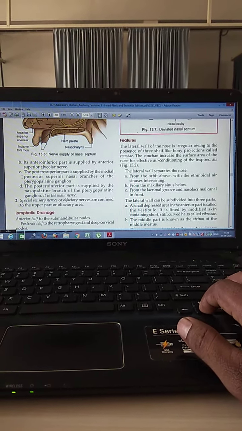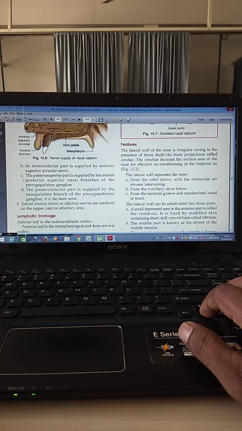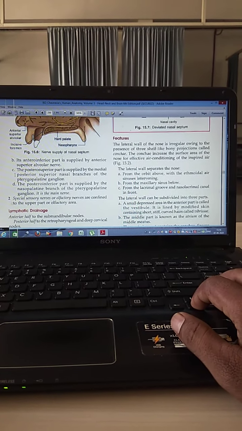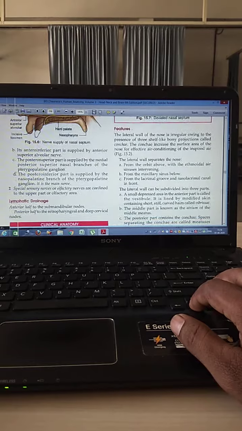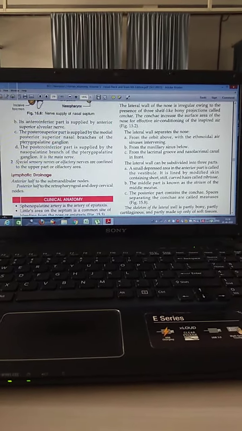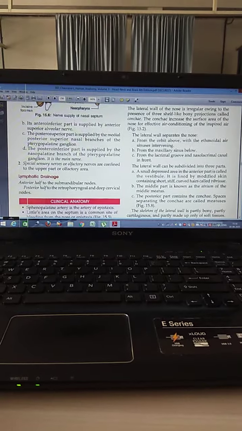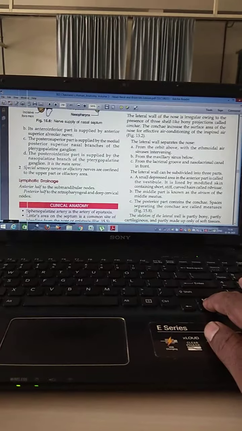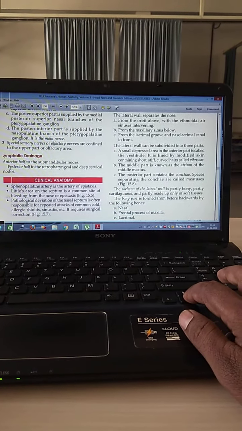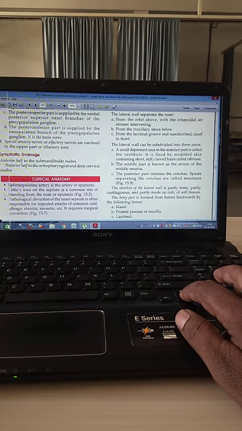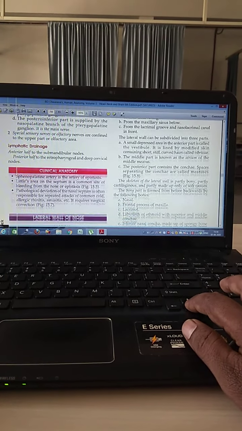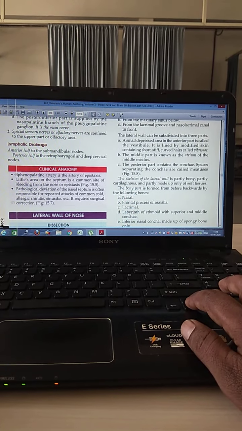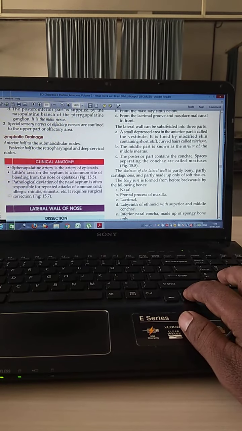The lateral wall of the nose: its features. The lateral wall of the nose is irregular owing to the presence of three shelf-like bony projections called conchae. The lateral wall separates the nose from the orbit above, with the ethmoidal air sinuses intervening, and from the maxillary sinus below. They form the lacrimal groove and the nasolacrimal canal in the front. The lateral wall can be subdivided into three parts, and a small depressed area in the anterior part is called the vestibule.